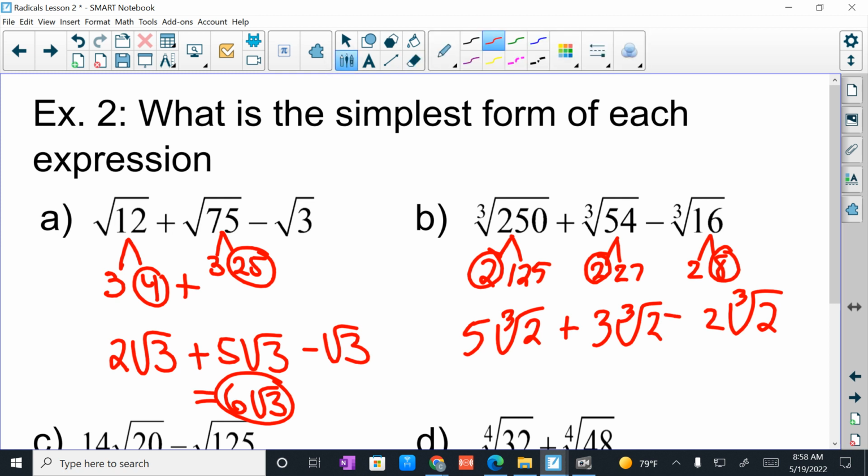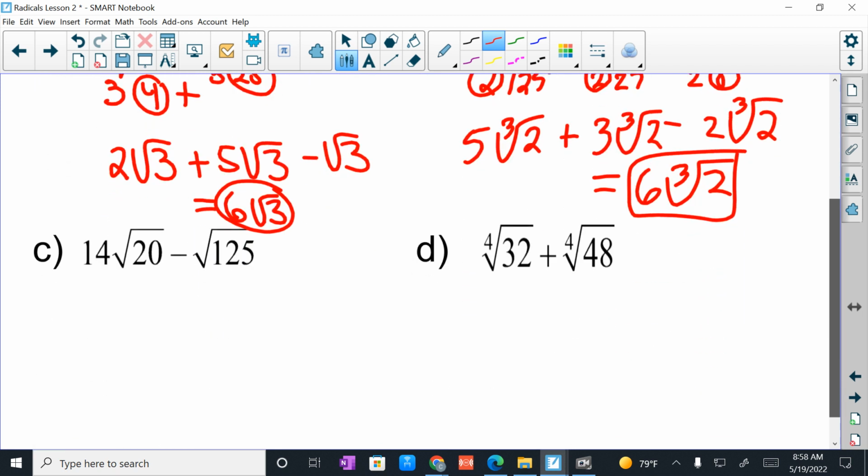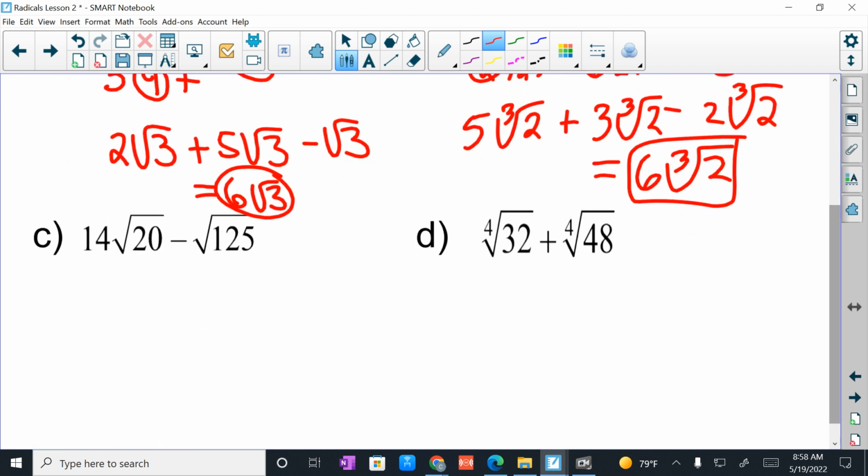All right. So what's 5 cube roots of 2 plus 3 cube roots of 2? Well, 8 cube roots of 2 minus 2. Boom. There it is. Well done. Excellent. We're ripping this up, right, guys? You got this? Let's break this bad boy down.